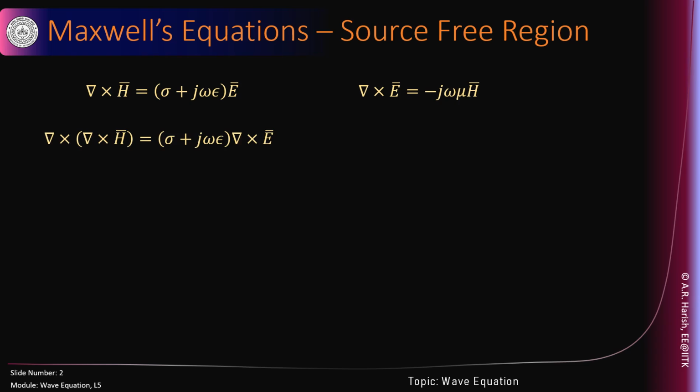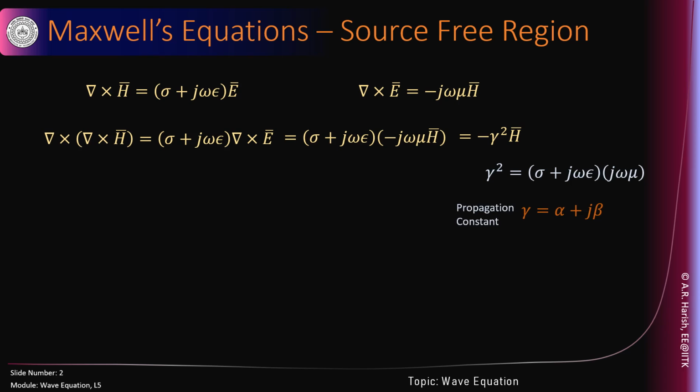Now, let us take the curl of the first equation, that is del cross del cross H is sigma plus j omega epsilon times del cross E. Now we substitute the value for del cross E from the second equation, which is minus j omega mu H, and then we write it in the form as minus gamma square H, where gamma square is given by the tiny equation there. Very important quantity, and we will have to remember this because we will be using it more often. So gamma square is sigma plus j omega epsilon times j omega mu.